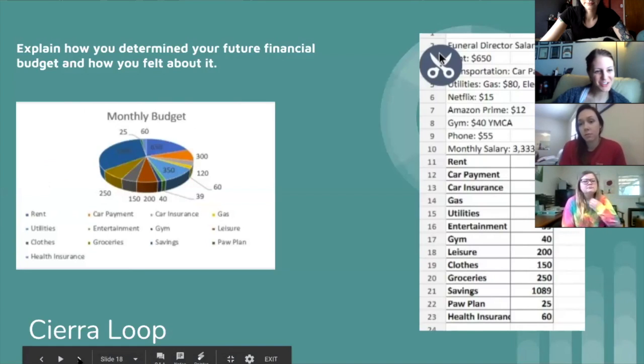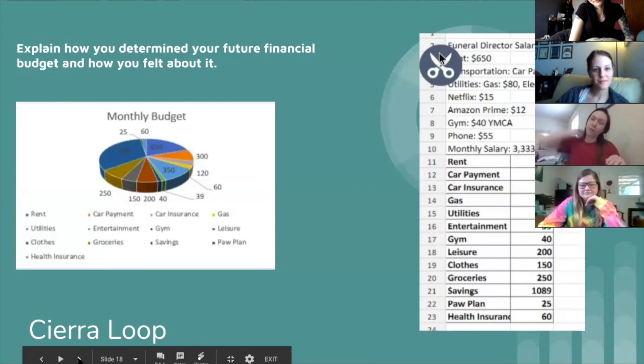Sierra, how do you explain how you determined your future financial budget and how you felt about it? We did a problem looking at what our future budget will be like in 5 years. I looked at what my salary should be and what my bills will be hypothetically, and we made a chart and a graph. I was pleasantly surprised to see that I should be okay financially, because with the career I've chosen, I'm not really in it for the money, but everyone has to pay their bills. It was a good problem to plan ahead for 5 years, and hopefully I'll be able to take a few trips here and there.